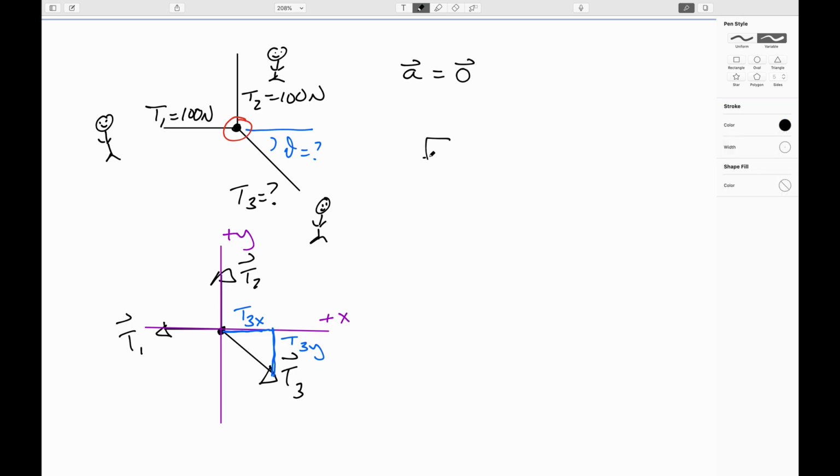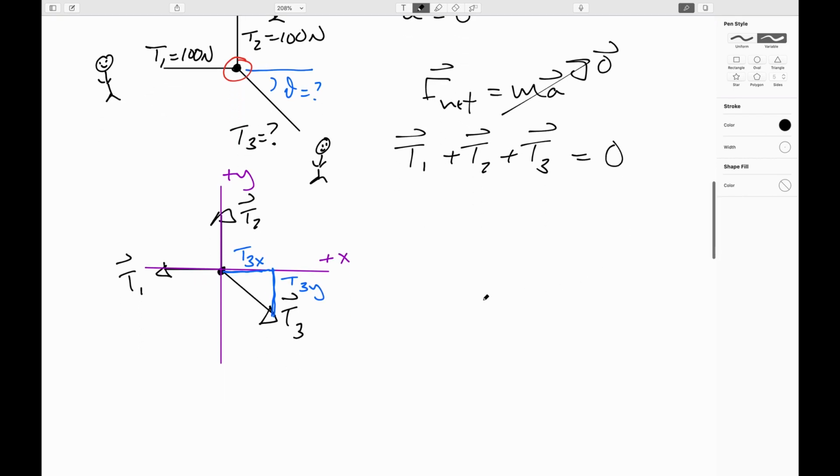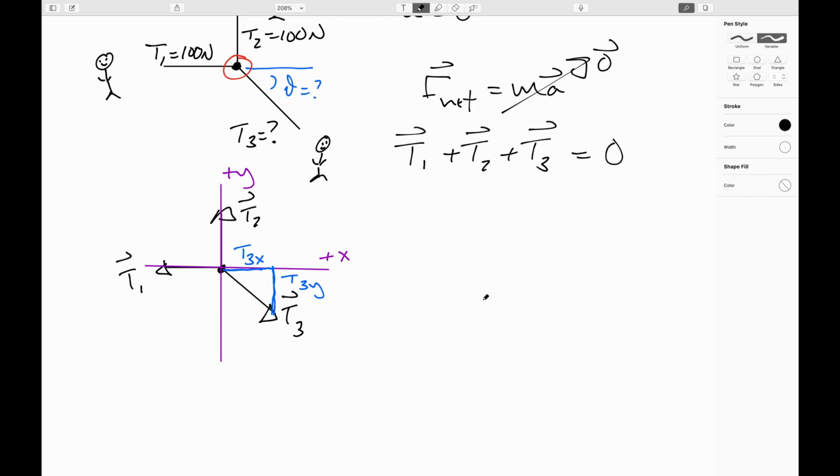All right, so with all that in place, we can start by saying F net equals MA. Since we're in equilibrium, that means the net force is 0. Now there are 3 forces pulling on my object. So just writing this as a vector sum, this is T1 plus T2 plus T3 equals 0. Now from here, we can start to break this apart by looking at this in the land of X and the land of Y.